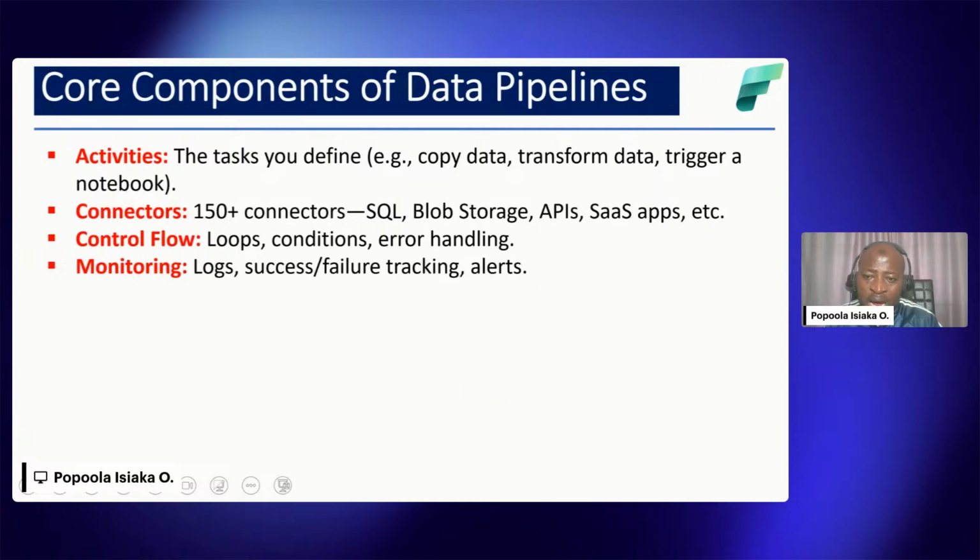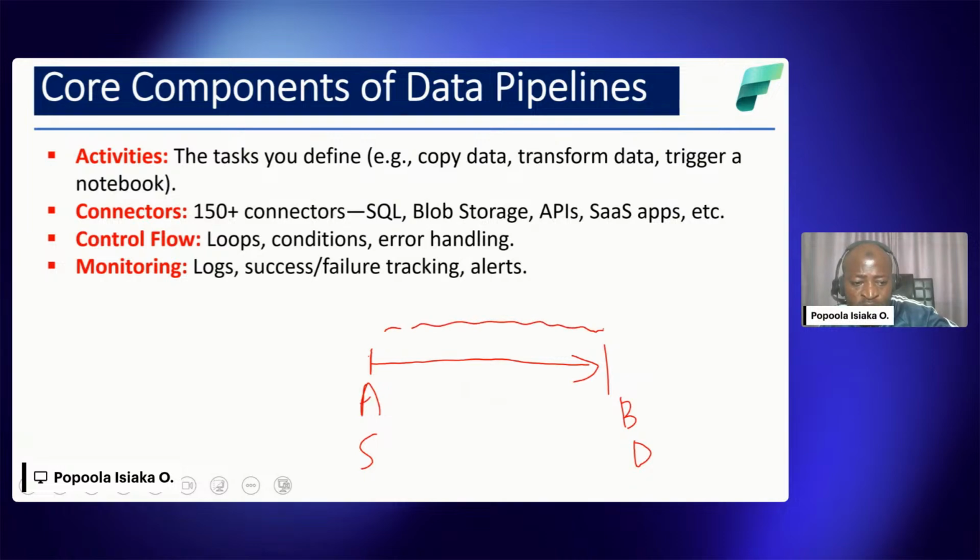For activities, this is where you define what activities you want to perform. I did mention that if you want to move data from point A to point B, point A is our source, and point B is the destination. We want to move data from a source to a destination. There could be a lot of activities that can happen before the transformation can be fully done. And those transformations, we call them activities.